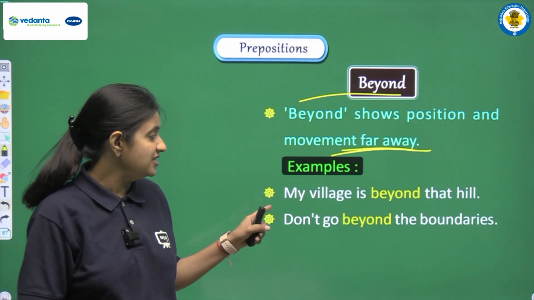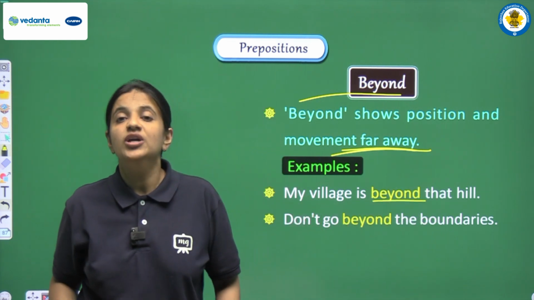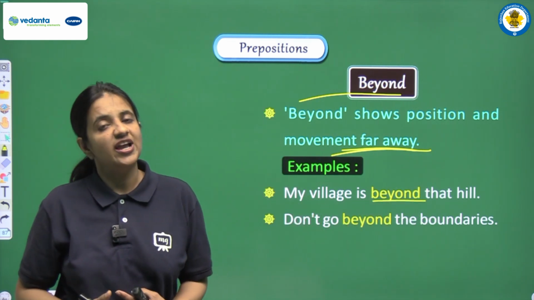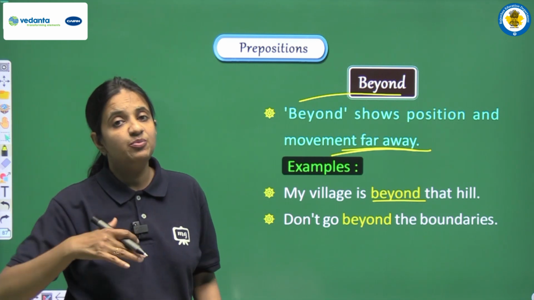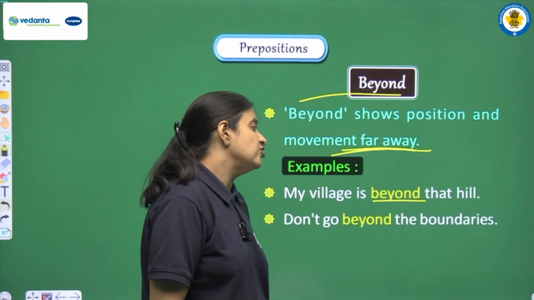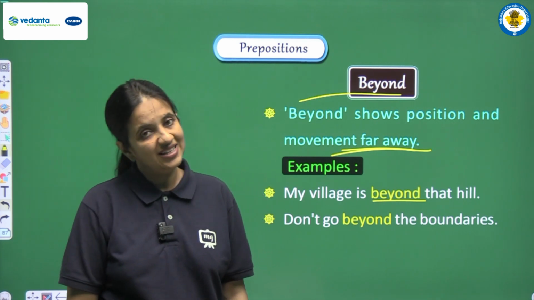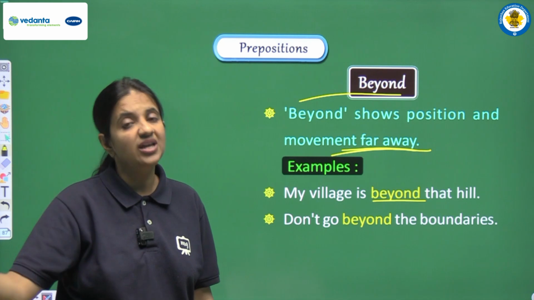Let's see the examples. My village is beyond that hill. So here we are trying to show the position of my village, and we are saying that my village is very far away. It is beyond that hill. Next is, don't go beyond the boundaries. Okay, so in this manner, when we are trying to show the position that is very far away, we can use beyond.